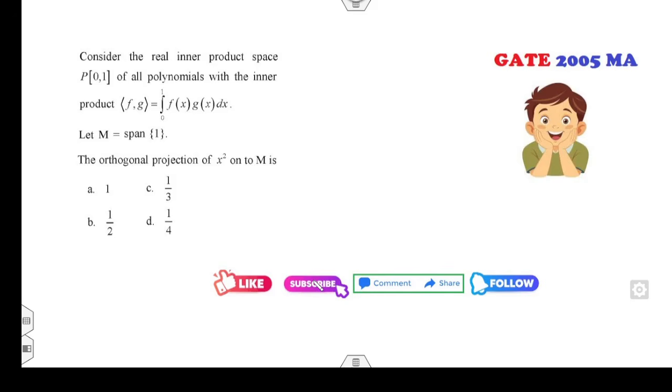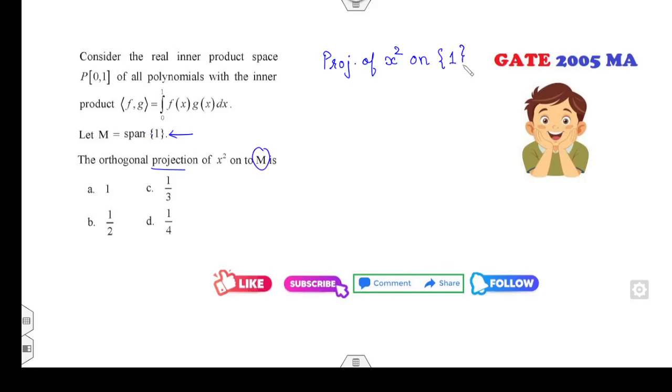Chaliye, let's start with the first question, which is related to GATE 2005. Consider the real inner product space with the norm defined as the integral from 0 to 1 of f(x) and g(x). Capital M is the span. Since M is a span, that means you can say it is linearly independent. Then you can see the projection of x square on M. What is the value of the projection?